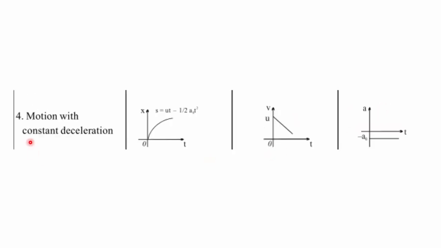So if I have a motion with constant deceleration, then the velocity curve for this will decrease. So with time the velocity will decrease, and the acceleration time graph will be in the negative y-axis, parallel to the x-axis.